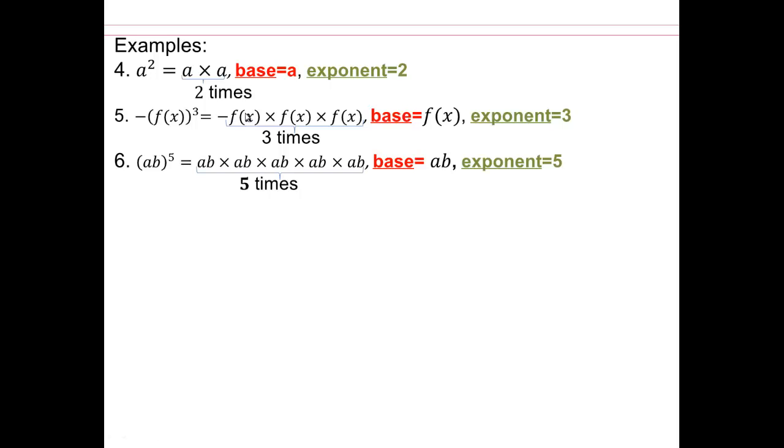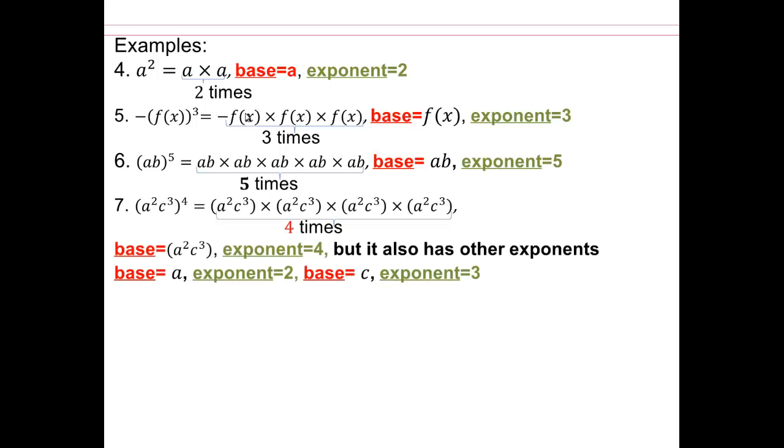Here we're taking ab to the fifth power. Remember what we said, it's whatever is in the parentheses, that's who the exponent belongs to. So it's ab times ab times ab times ab times ab, 5 times. Base is ab, exponent is 5. How about that? There are many, many bases and exponents here. So you can see how the first base is right there. A to the second, c to the third is your base. Exponent is 4. So it's that quantity that's going to get multiplied 4 times.